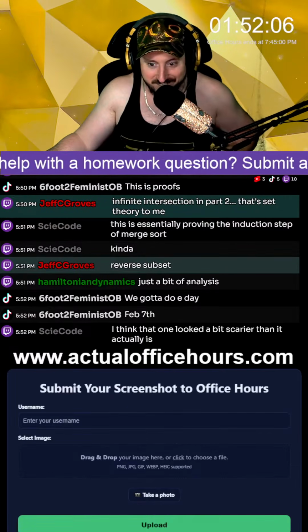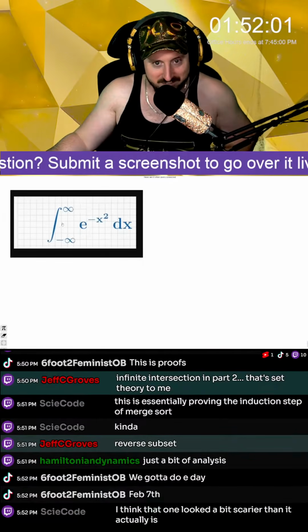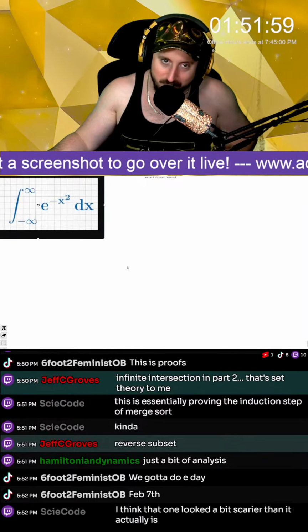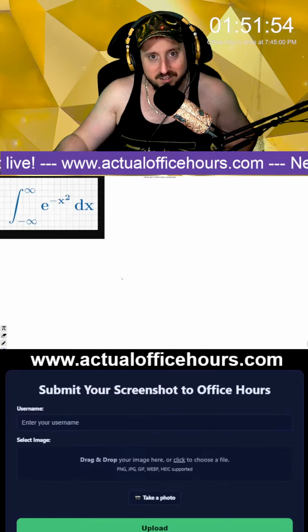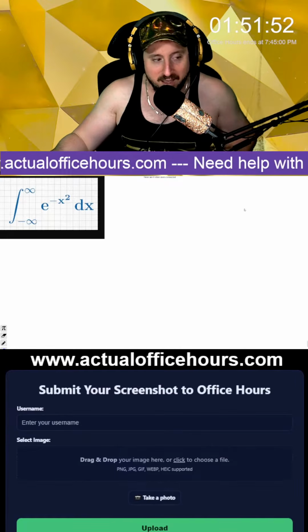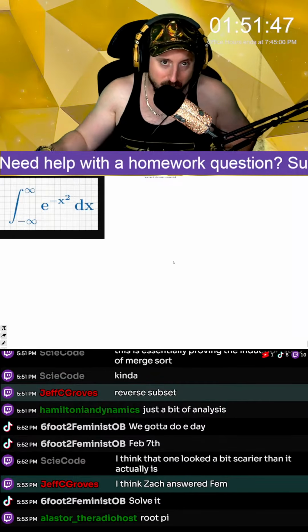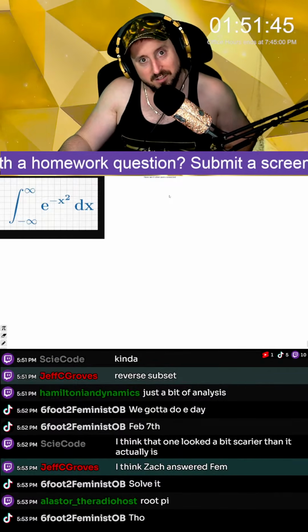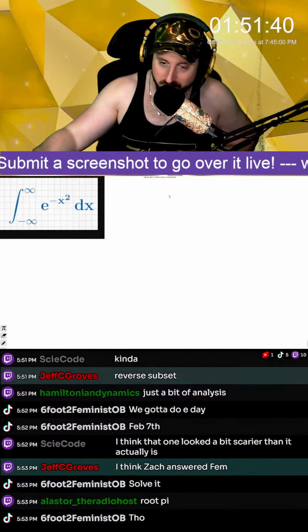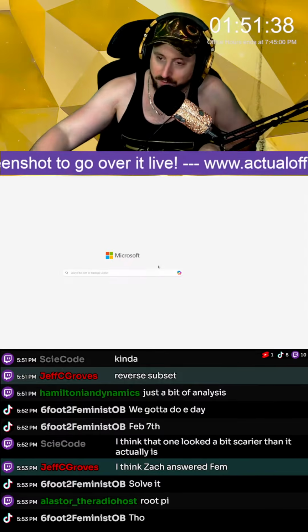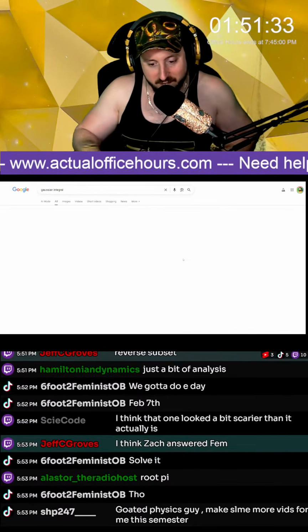Feminist: isn't this just a Gaussian integral? This one? This is well known. Zach answered. Oh, yeah? Is it the square root of pi? Is that what this just is? Solve it. I'm pretty sure this is just a Gaussian integral. This is just known. Is there a funny way to do this one?